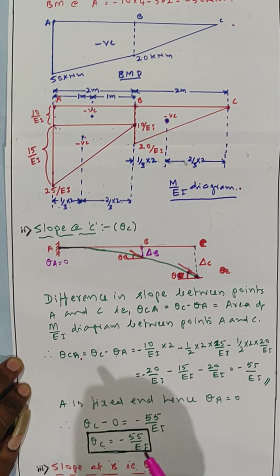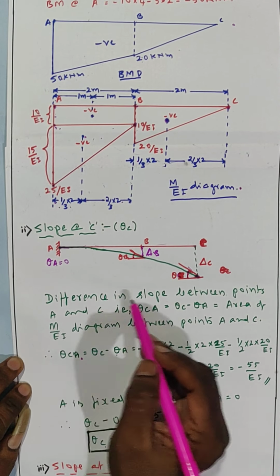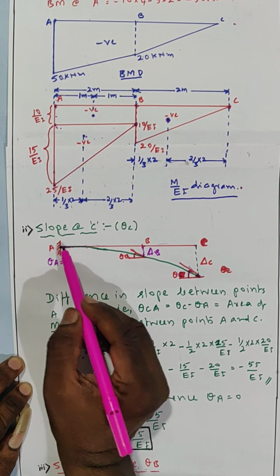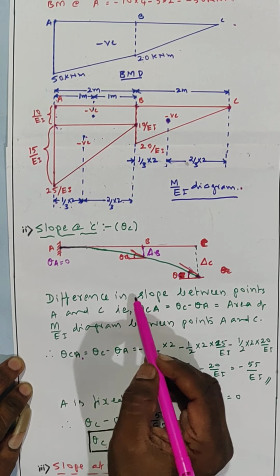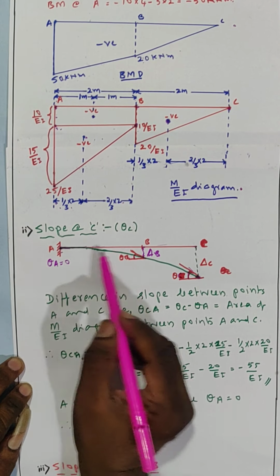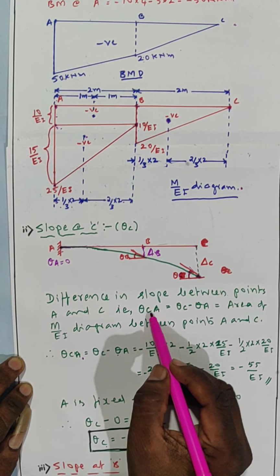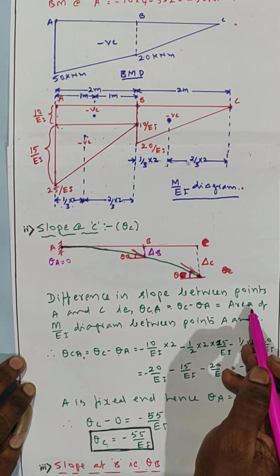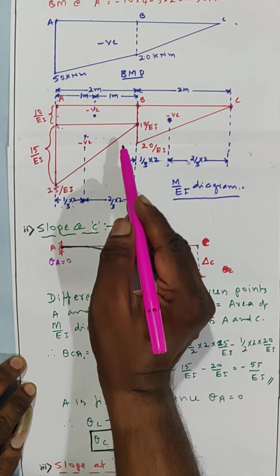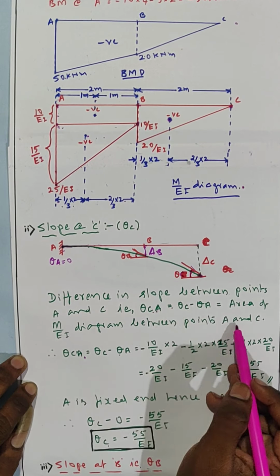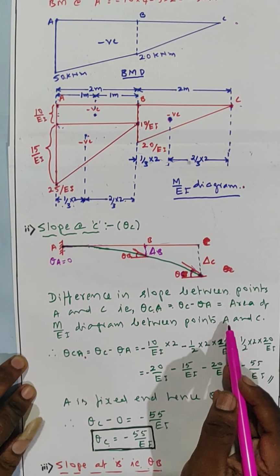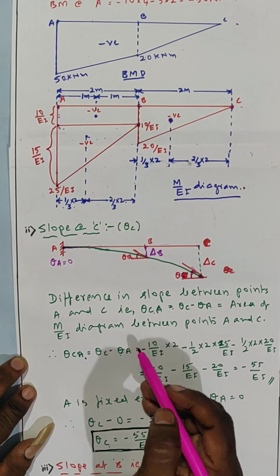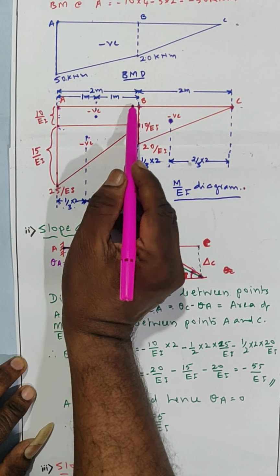The first moment area theorem tells the difference in slope between two points. For calculation of the slope at C, I am taking one point A and one point C. The difference in slope between points A and C, that is theta CA, equals theta C minus theta A, equals the area of the M over EI diagram between points A and C. The whole area if you add gives theta C minus theta A. Now what is the area of this rectangle? 2 into 10 by EI.